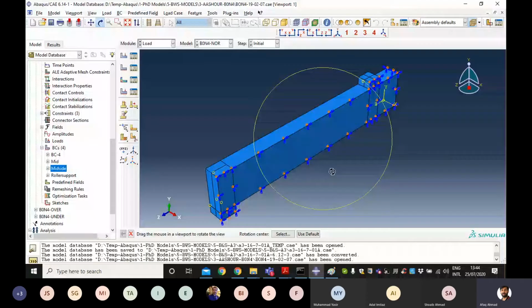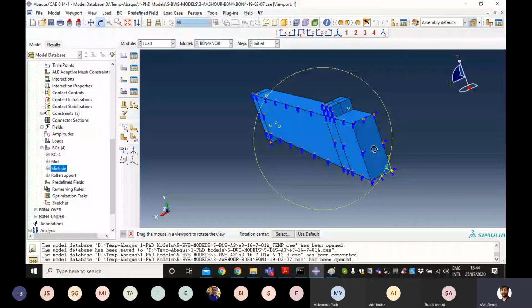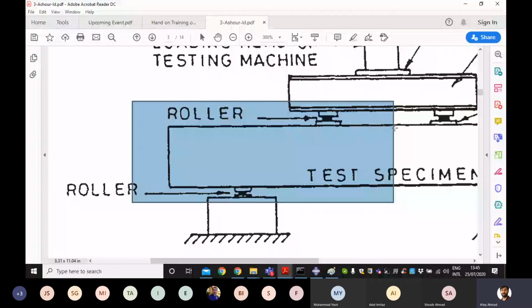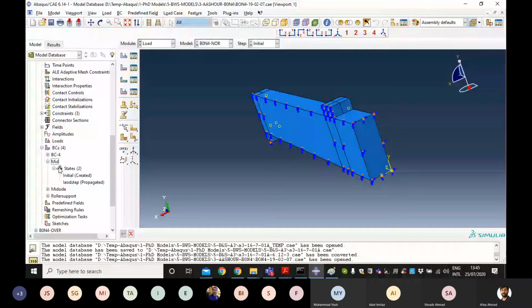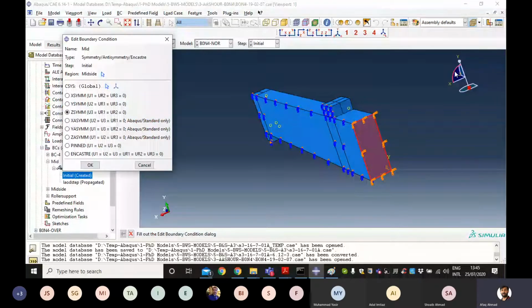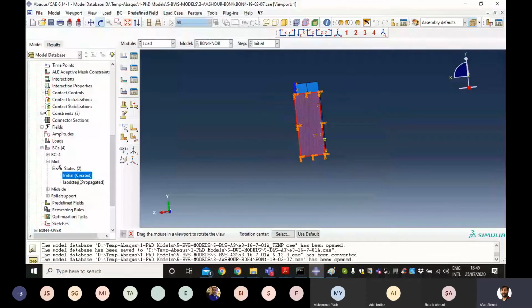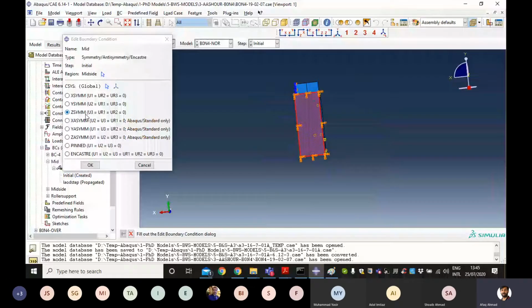Similarly, I am also cutting this face from the center, that region, okay? So that region is along Y. And then that region along Z. If I just rotate my beam here, that will be along Z. And along Z, U3 will be zero, and R1 and R2 will be zero.